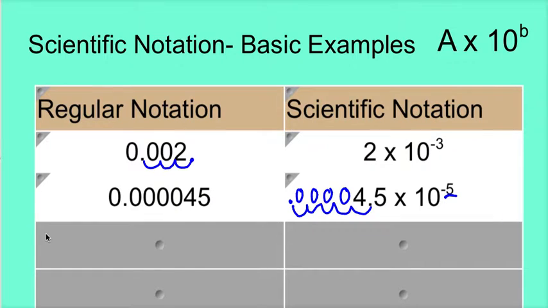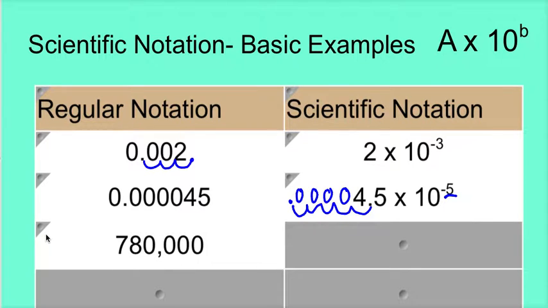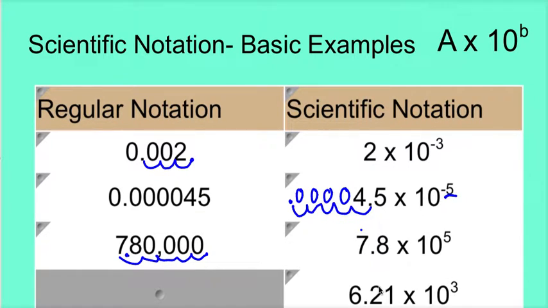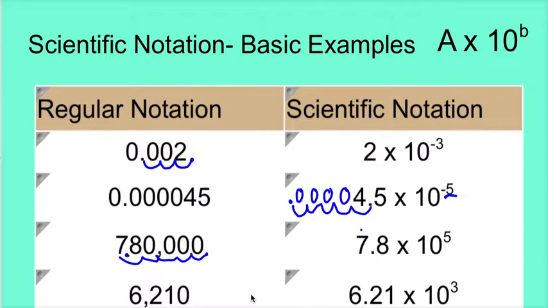Okay, let's look at another one. 780,000. Okay, if I was doing this in scientific notation, I would put the decimal right there. It doesn't have a decimal in it, so we assume it's at the end. To get it there, I would have to move it 1, 2, 3, 4, 5 times. 7.8 times 10 to the 5th. One more example, 6.21 times 10 to the 3rd. I would move the decimal 1, 2, 3 times and get 6,210.